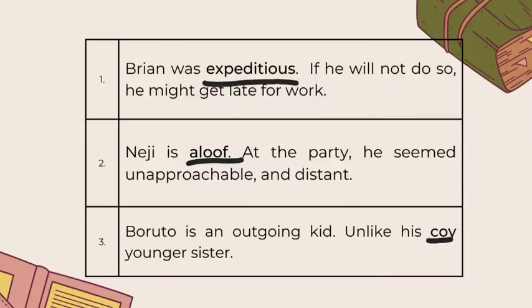Number 2, Neji is aloof. At the party, he seemed unapproachable and distant. The underlined word is aloof, which has the same meaning with unapproachable and distant. So it has synonym context clue. Boruto is an outgoing kid unlike his coy younger sister. The word is coy, opposite of outgoing, so antonym context clue.